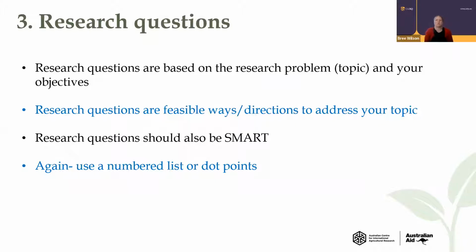So research questions are based on the research problem or topic and your objectives. Essentially they are feasible ways or directions to address your topic, so a little bit more detail potentially than in the objective. It's best to think about your questions being SMART as well. Again, use a numbered list or dot points to help flesh out your ideas and make it quite clear in your proposal what you hope to achieve and how you're going to achieve it with your questions.